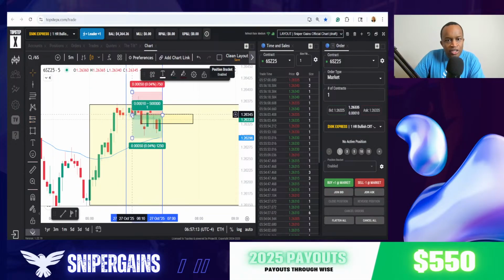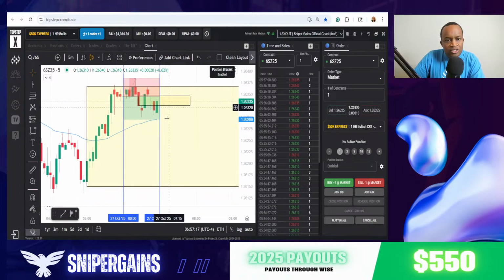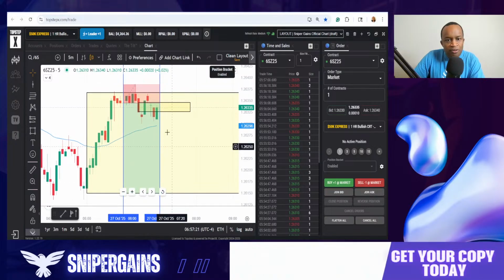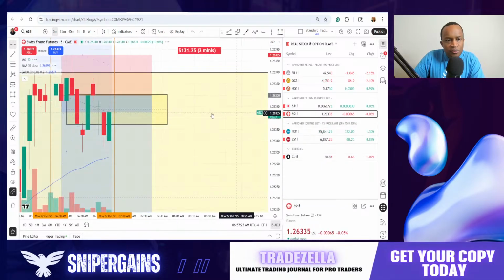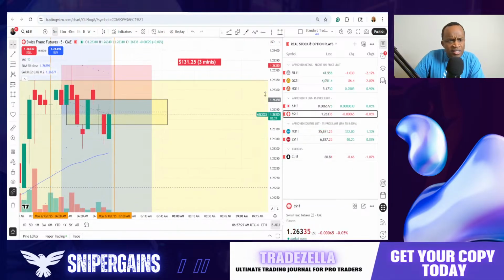So I will most likely go for this trade first. And if this one stops me out, then I'll go for the CL trade. It's whichever gives me the best opportunity, the one that I'm going to be picking.